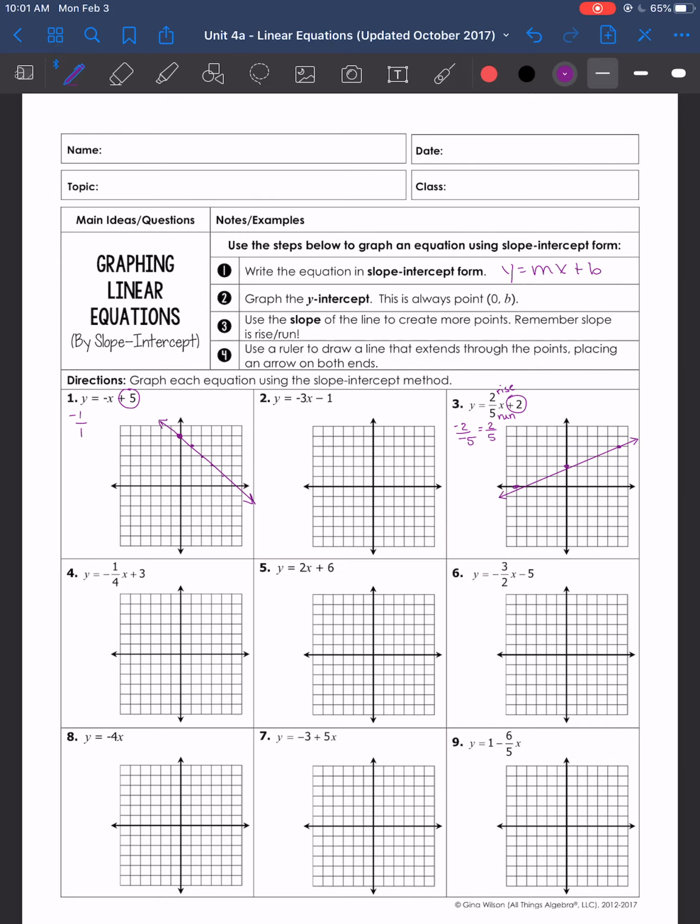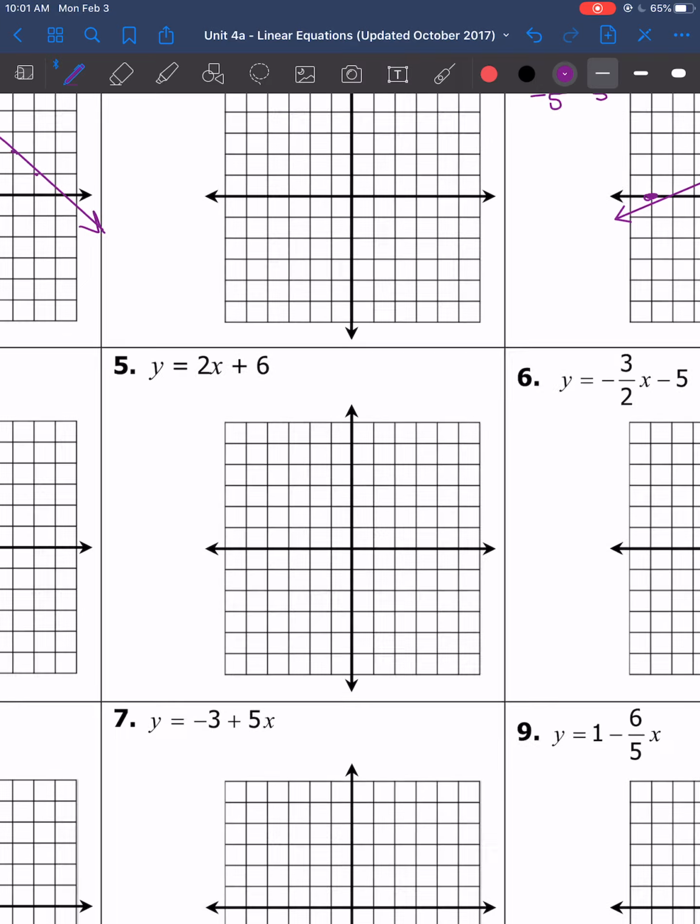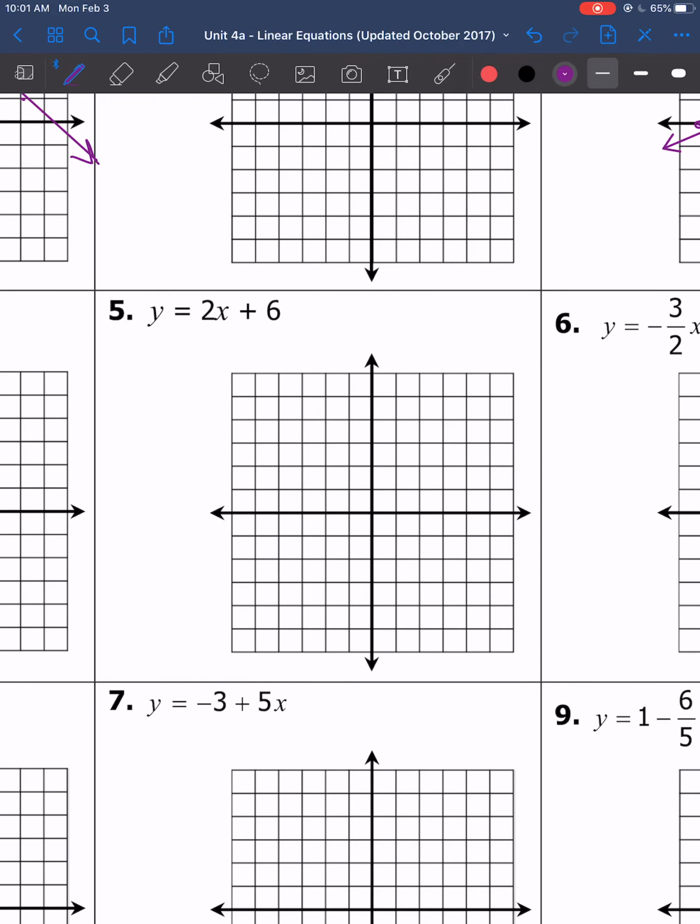All right, let's do number 5. y equals 2x plus 6. So we're going to start with my y-intercept, which is 6. Put a point on 6. And this time I can't go up 2 and over 1. My rise is 2 and my run is 1. But I can go negative 2 over negative 1, because that's the same thing.